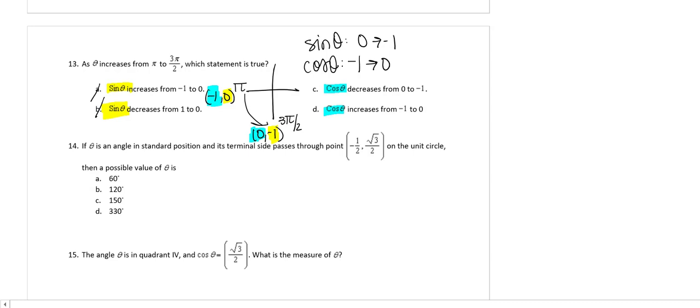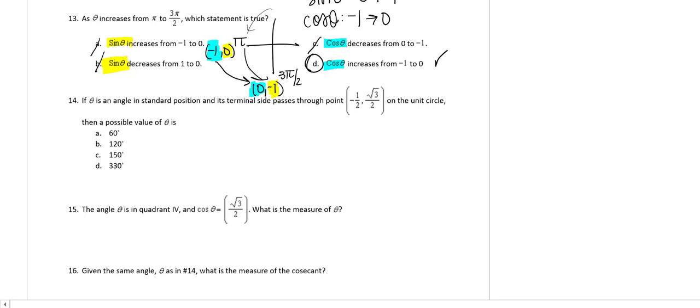Going from 1 to 0 is decreasing, but that would only happen if we were going from pi over 2 to pi. Cosine decreases from 0 to negative 1. Nope, that would also happen going from pi over 2 to pi. Cosine increases from negative 1 to 0. Let's see, negative 1 to 0, that is what's happening, and we're going to the right. Yes, that checks our boxes.